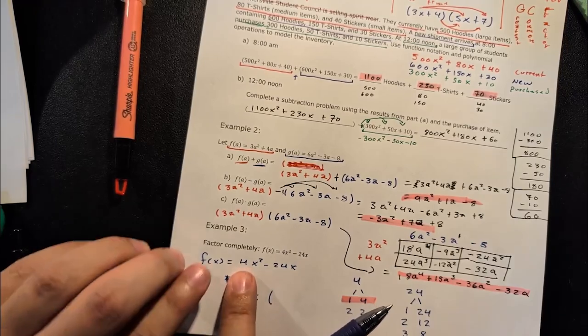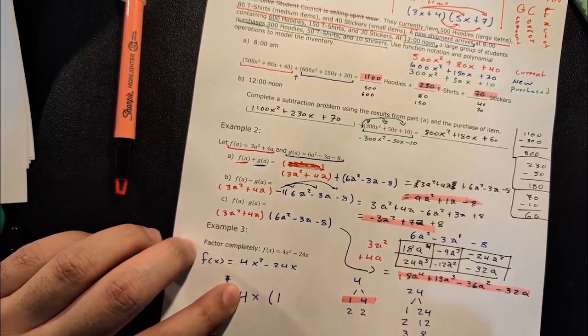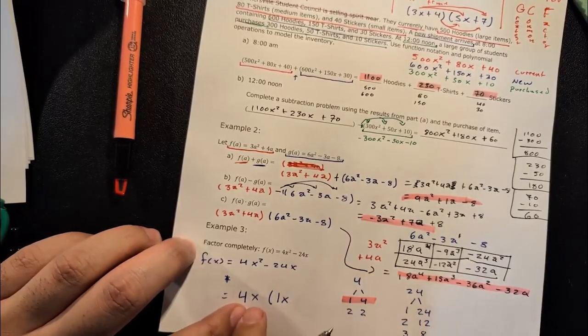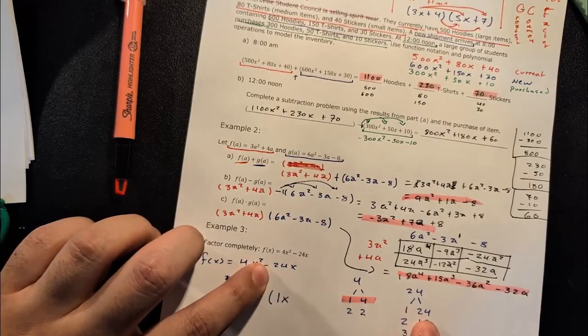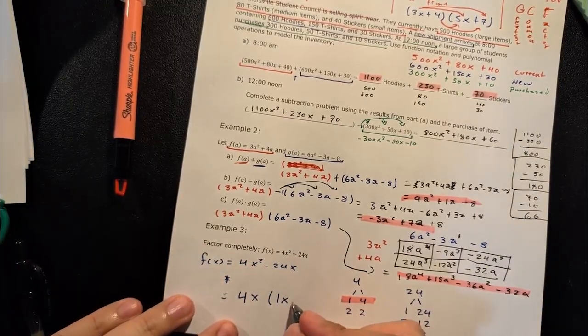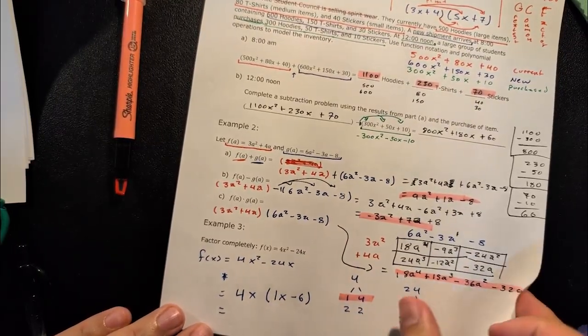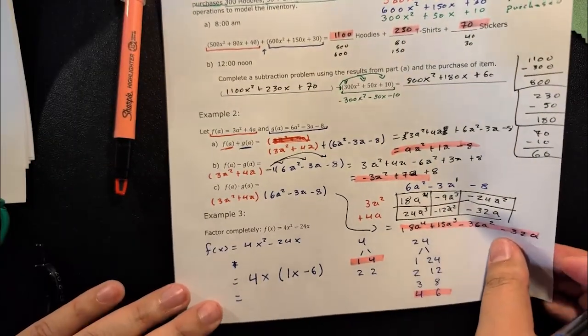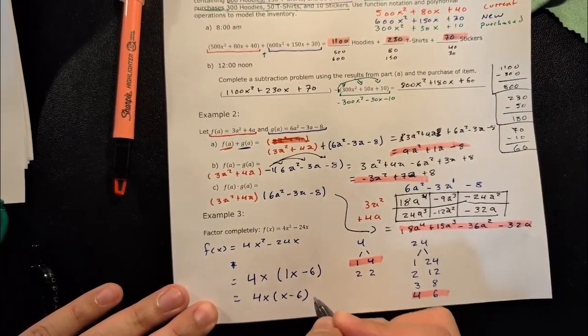And then when I factor out 4, I'm left with 1x, because we also took out an x. And then when I take out 4 from 24, I'm left with 6. So minus 6. And then just writing this a little bit neater, we can write this as 4x times x minus 6.